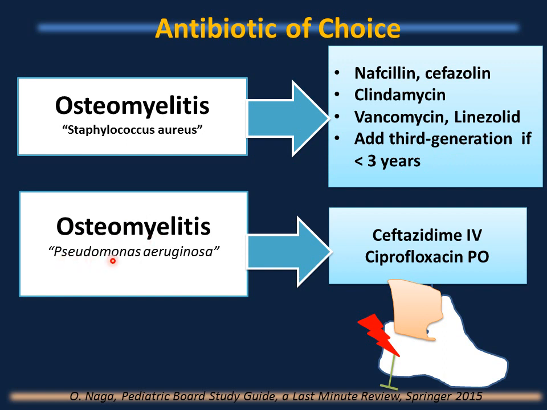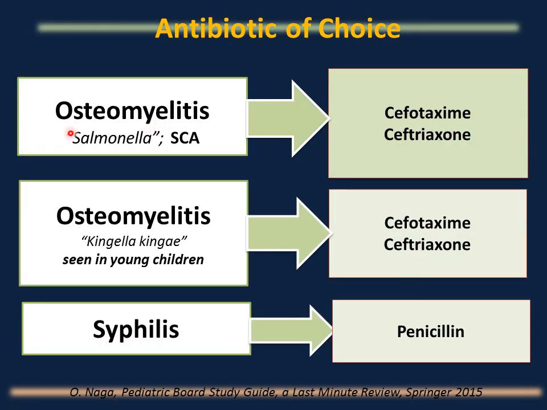Osteomyelitis because of Pseudomonas aeruginosa, like in a case of a nail in the shoe, which will insert the Pseudomonas from the bottom of the shoe into the bone, and this can cause osteomyelitis. The treatment of choice if hospitalized is ceftazidime IV or other anti-Pseudomonas IV antibiotics, and as an outpatient you can treat with ciprofloxacin by mouth. Osteomyelitis because of Salmonella is commonly seen in cases of sickle cell anemia. The treatment is cefotaxime or ceftriaxone.